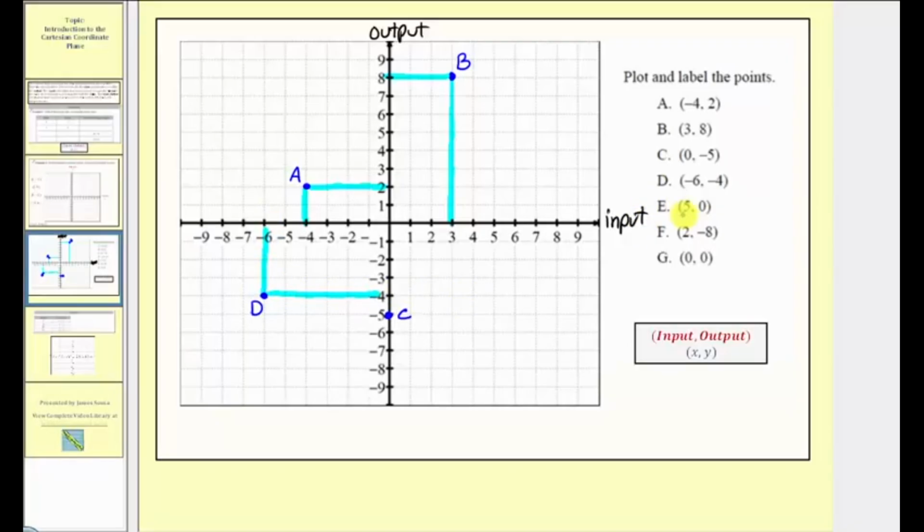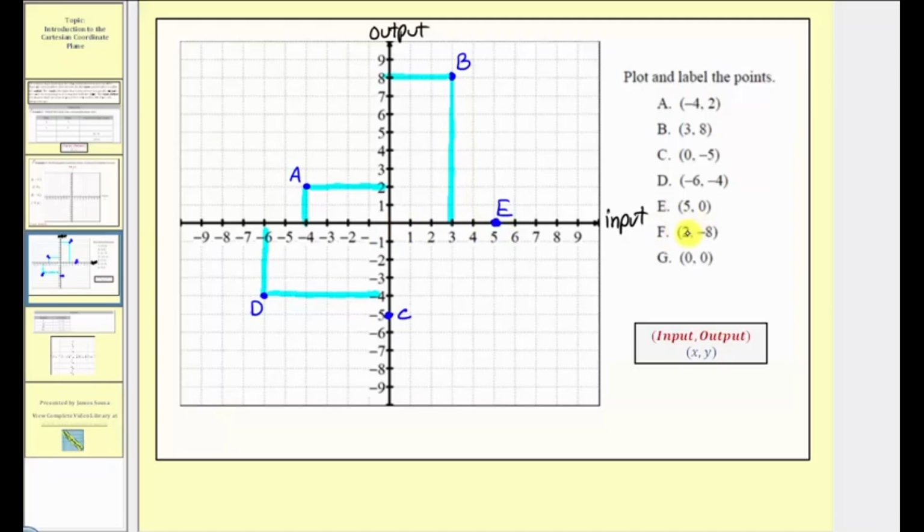For point E, we have the ordered pair 5, 0. So we have an input of 5 and output of 0. So because the input is +5 from the origin, we would move right 5 units to an input of +5. From here, because the output is 0, we don't move up or down. Point E is here on the horizontal axis. At this location, we have an input of 5 and an output of 0.